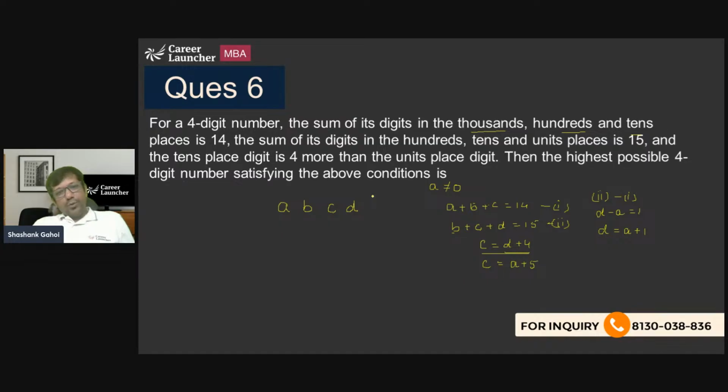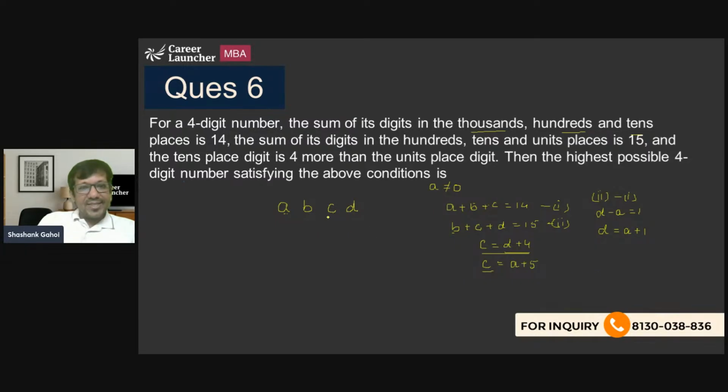Now I want to have the largest number, right? If I want to have the largest number, what is the largest digit that I can have? The largest possible digit is 9. So basically A can't be 9. If A is 9, then C is going to be 14. 14 is not a digit. 14 is a number, right? So what is the largest digit? The largest digit can be C, right?